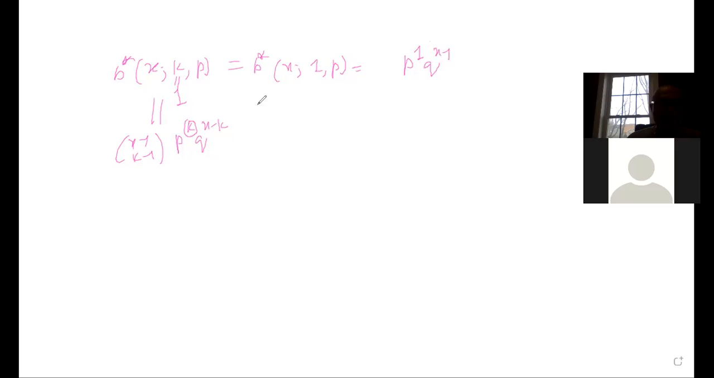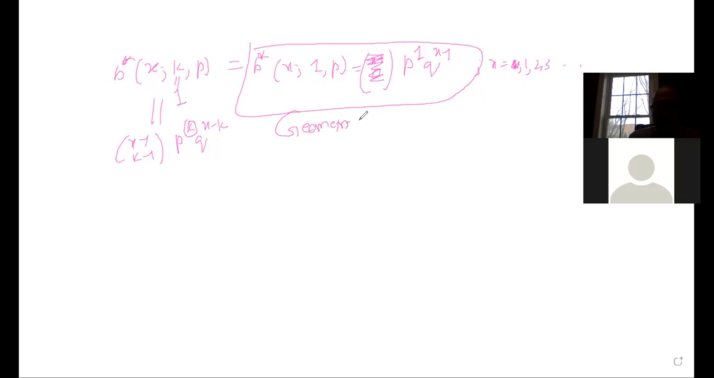So x minus 1, k is equal to 1, 1 minus 1 is equal to 0. Here it is 0 and here it is x minus 1. We don't write this, because now your x will start from 1, 2, 3, and so on. You know that whenever the geometric distribution is there, it always starts with 1, 2, 3 like this. So don't write this thing, just p to the power 1 and q to the power x minus 1. This distribution is called the geometric distribution.